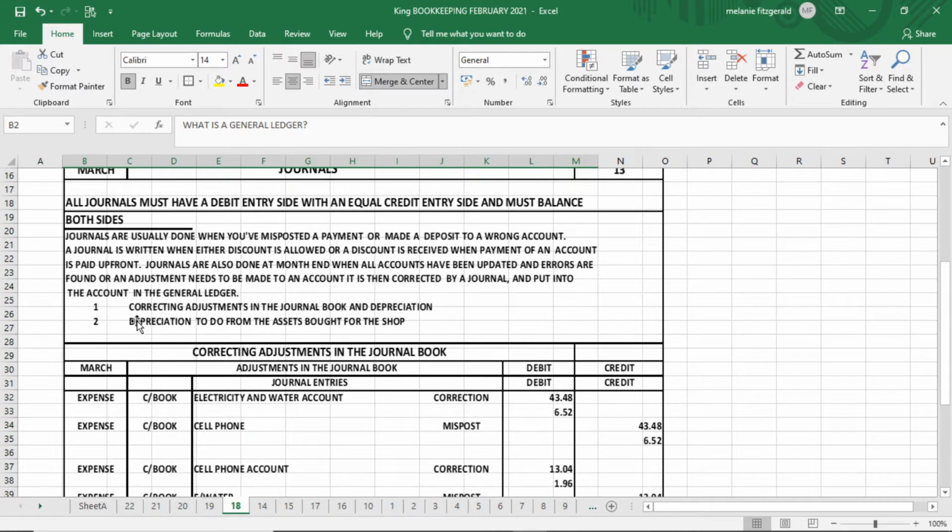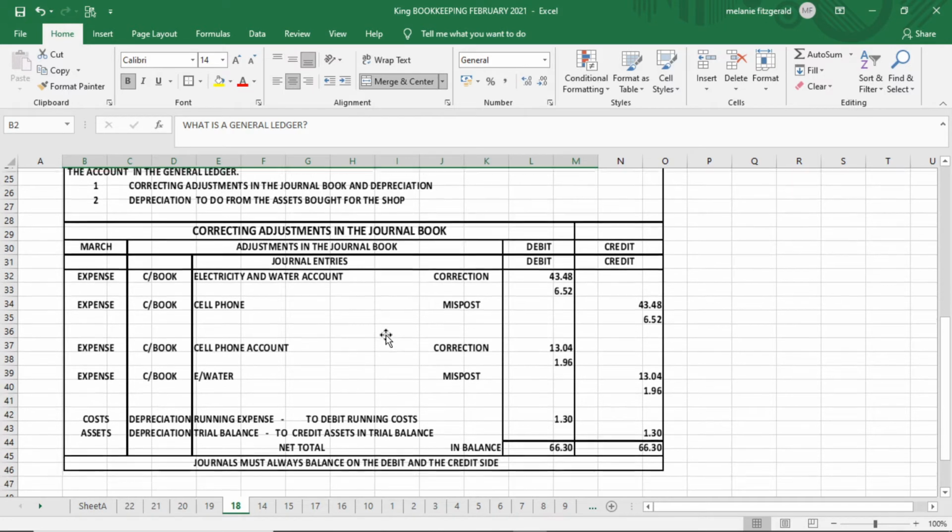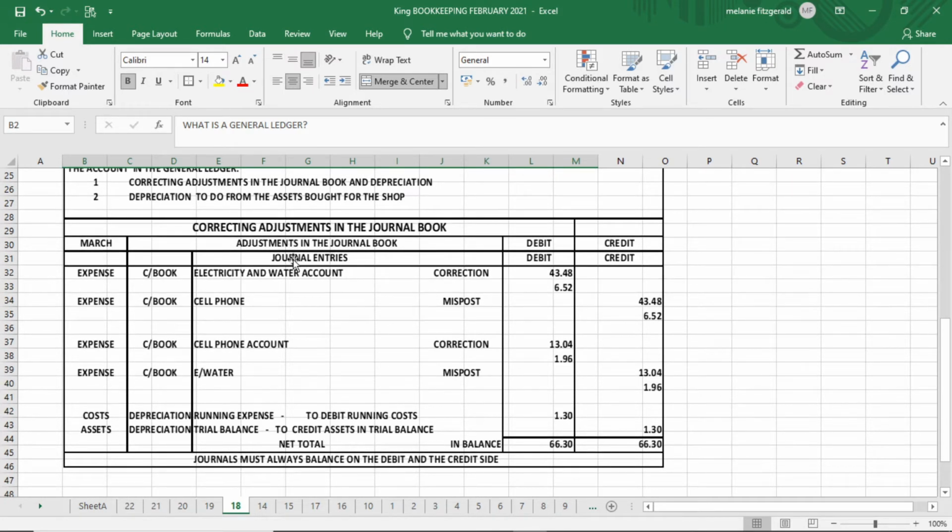Number one, correcting adjustments in the journal book, and number two, depreciation to do from the assets bought for the shop. All right, so correcting adjustments in the journal book. These are all the adjustments that are made. So in expense, electricity and water, the correction was $43.48, and there was VAT on that, $6.52, put on the debit side.